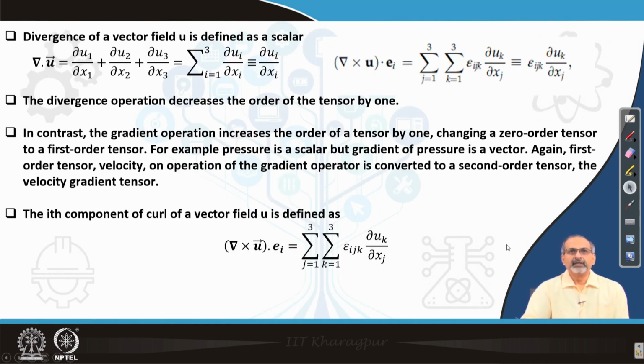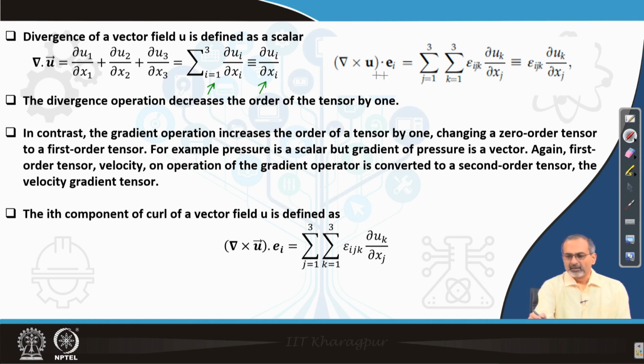Divergence of a vector field u is defined as a scalar. So, divergence of u is expressed as del u1 del x1 plus del u2 del x2 plus del u3 del x3, again expressed in the summation form, but according to the convention we will just write it as del ui del xi.